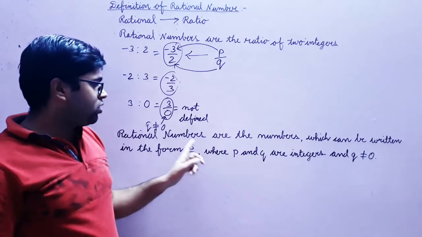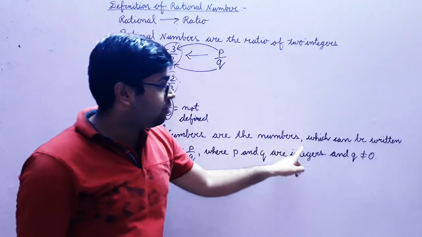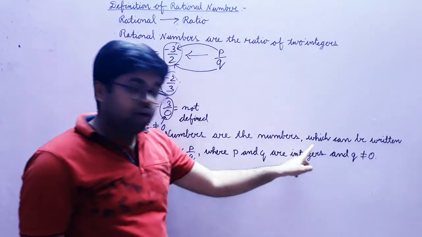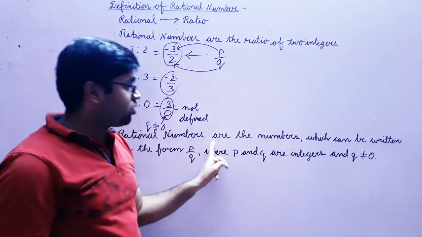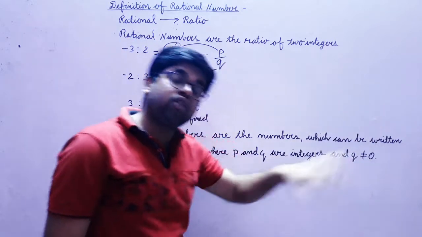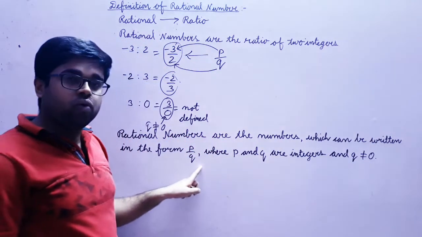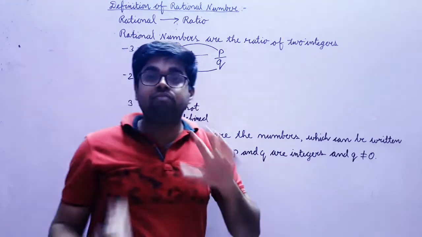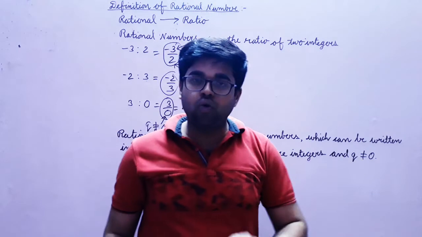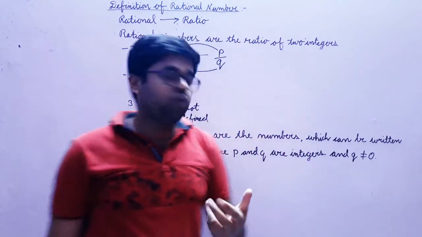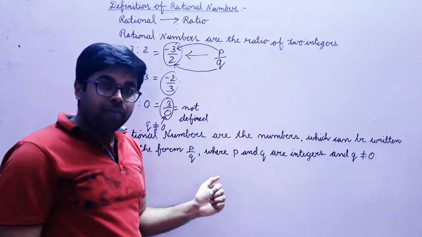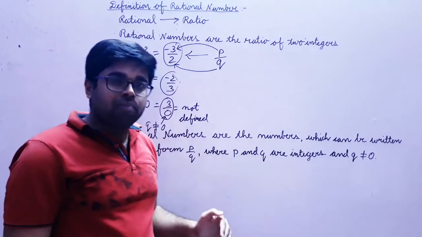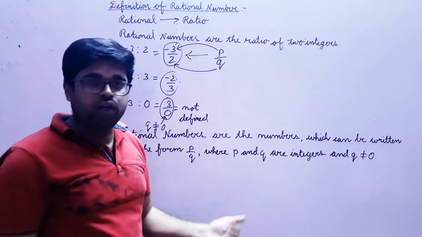This definition says that rational numbers are the numbers which can be written in the form P by Q. We haven't written in this definition that rational numbers are the numbers which are already written in the form P by Q. We have written which can be written in the form P by Q. Even the numbers which are not in the form of P by Q but can be written in the form P by Q are also rational numbers. Let us take some examples to understand this definition.